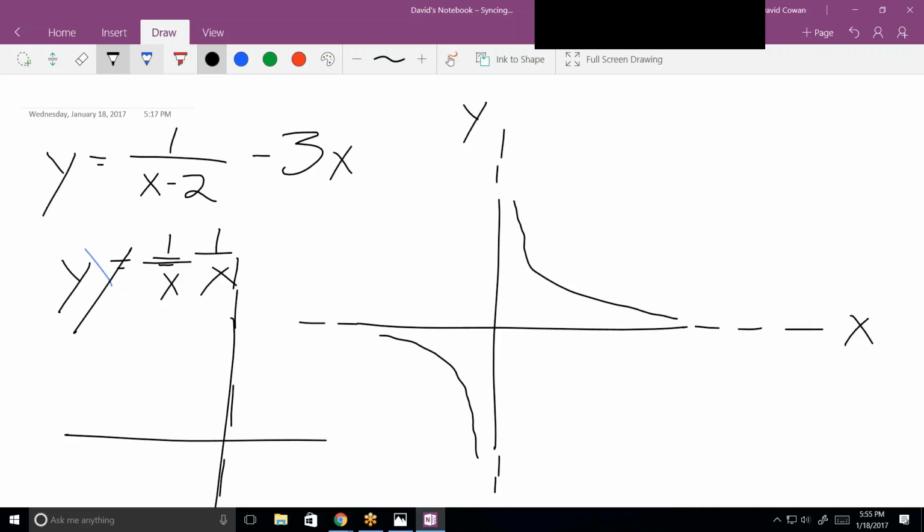Okay, so back to the function that they gave you. Let me erase some of this other stuff. And my eraser isn't working. Wow. Hope I don't have to get a new drawing tablet.